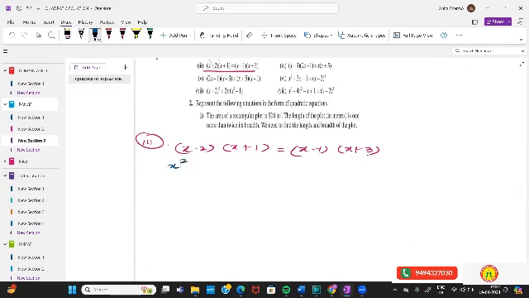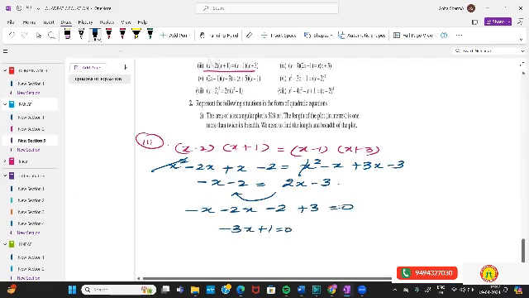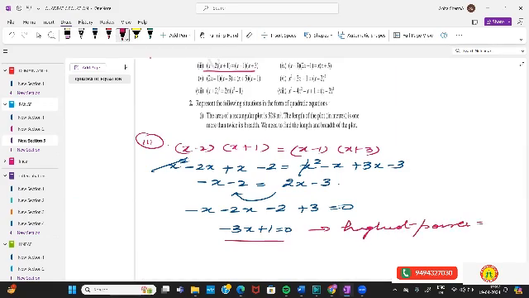Or you can multiply again. x square minus 2x plus x minus 2 is equal to x square minus x plus 3x minus 3. So x square cancels. So minus x minus 2 is equal to 2x minus 3. You can shift: minus x minus 2x, minus 2 plus 3. So you will get minus 3x plus 1. So here you have got highest power 1. Therefore it is not a quadratic equation.